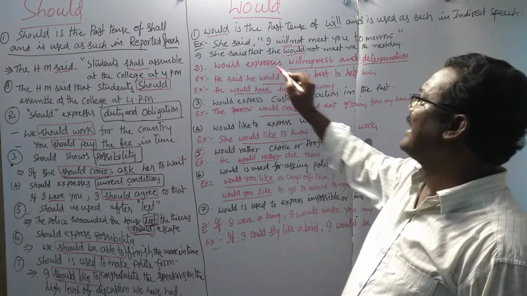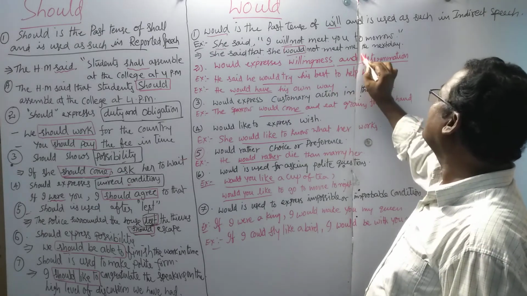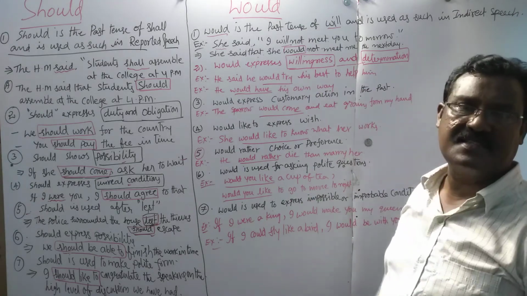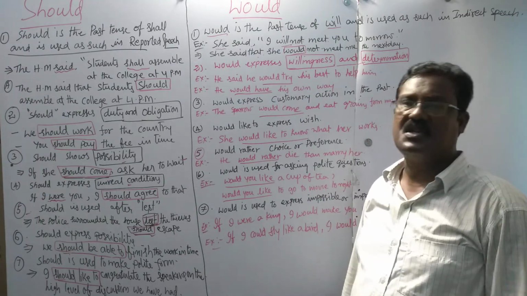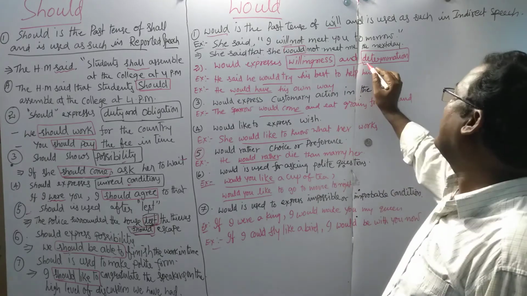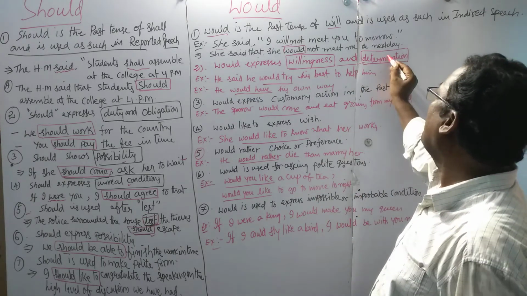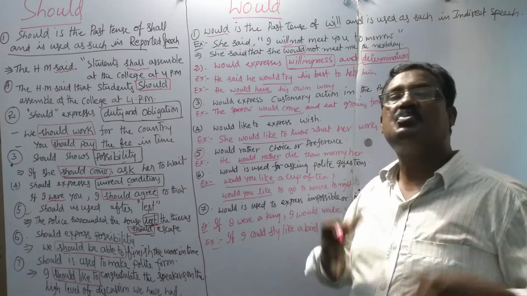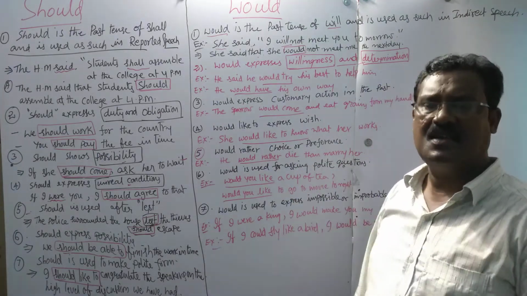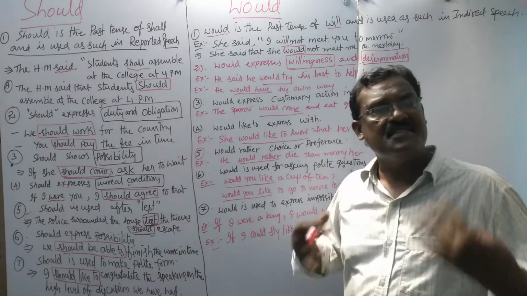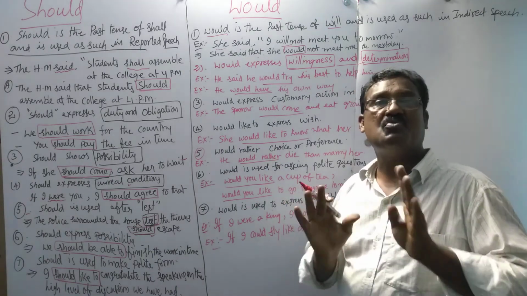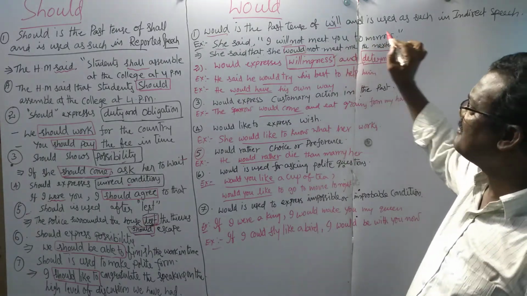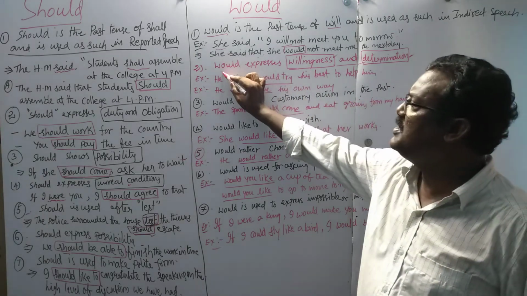Now, would expresses willingness or determination. Willingness means acceptance. So without any force, we can accept to do something. And determination means a strong decision we took in our mind. That means we are not in a position to listen to the words of others. Whatever decision we took, we think that is right, that's why we don't want to listen to the words of others. That is called determination. To express willingness and determination, would is used.